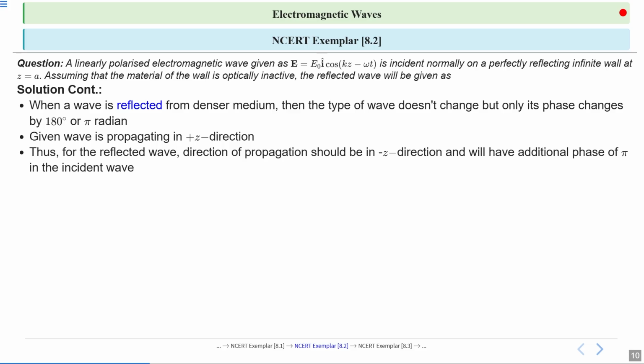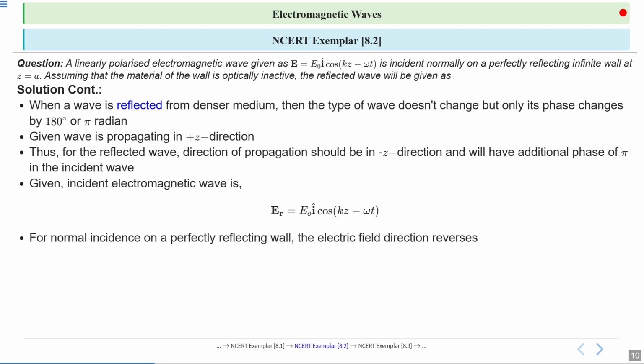Also we will write minus z in place of z, because if the reflecting infinite wall is at z equal to a, now it is being reflected. Now z will be, in negative terms, minus z. Okay, so z will be converted into minus z. The given incident electromagnetic wave is E = E0 i cap cos(kz − ωt). This is given.